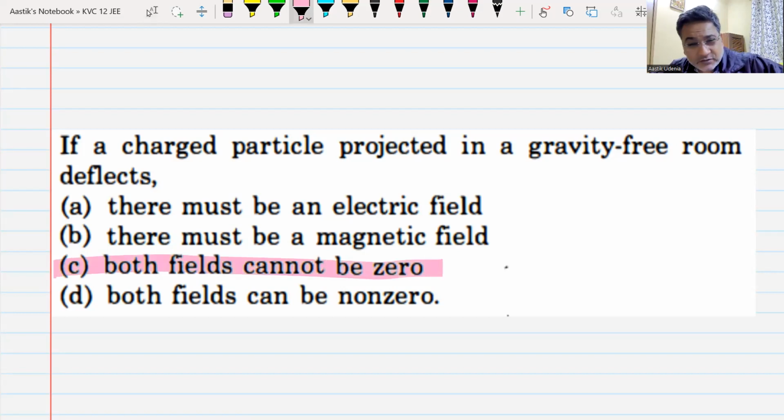Both fields cannot be zero. Obviously, there has to be some field which is going to deflect it. Option D, sir. Right now, this time we got both rasmalai and gulab jamun in our plates. So congratulations. Jalebi is still left.